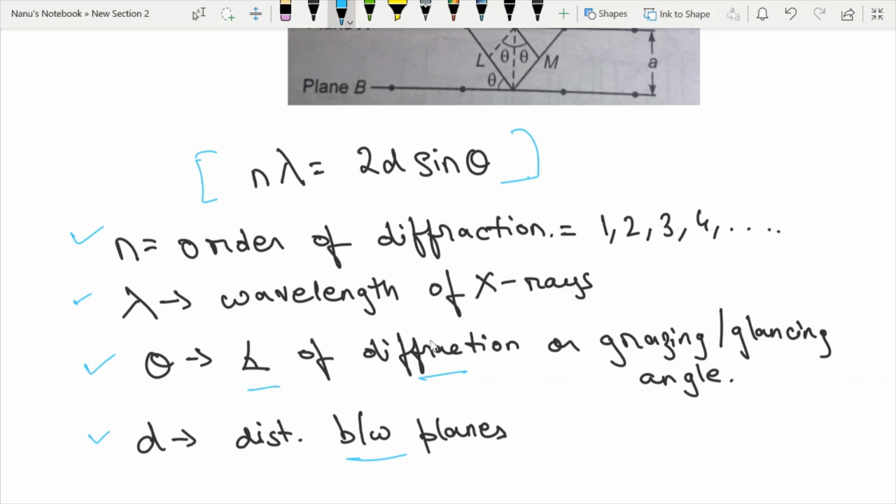Okay, it can also be called the grazing angle or glancing angle. Many people sometimes are given the grazing or glancing angle, and they think, oh, what is this? I don't know. So this is actually 90 degrees minus the incident angle. Okay, you don't need to do any calculation.